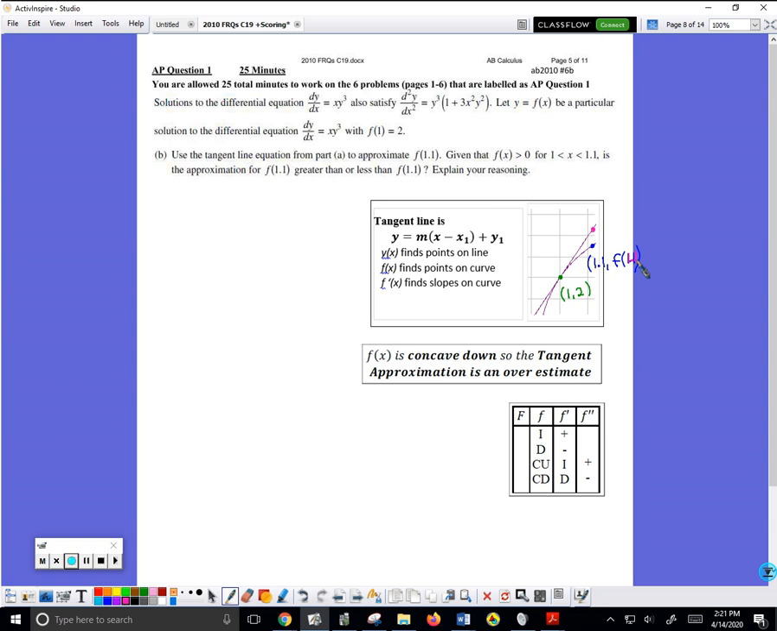So I write down over here f of 1.1 is approximately y. The x coordinate that I'm plugging in now is 1.1. And that's it. Numeric simplification is not required. So if I get that far, they will give me 1 point.